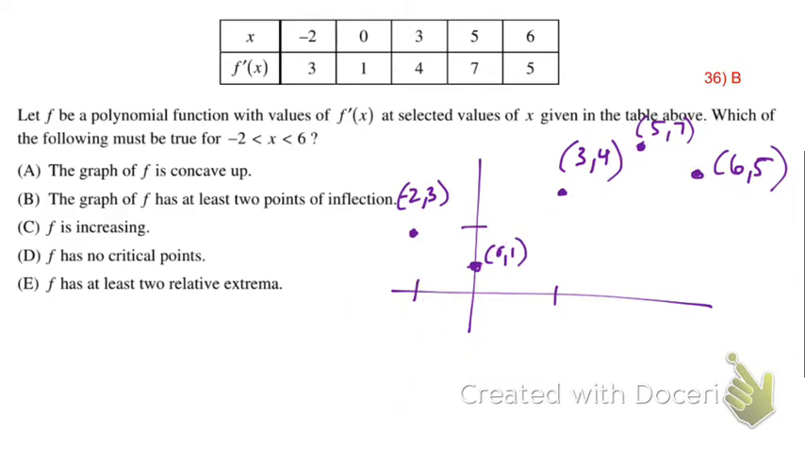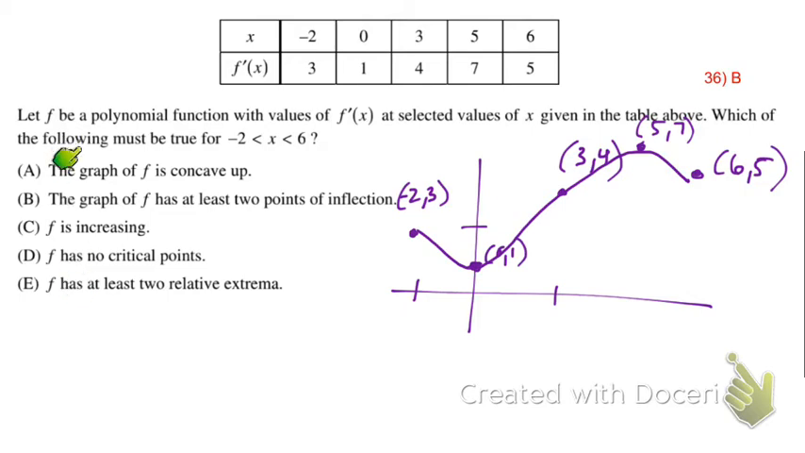They don't give me other values in between here. F has no critical points. Again, if I connect it like that, then we have critical points right here and here, and then F has at least 2 extrema. If I decide to connect it the most basic way again, and it doesn't actually cross the x-axis, then there are no extrema because there are no critical points.